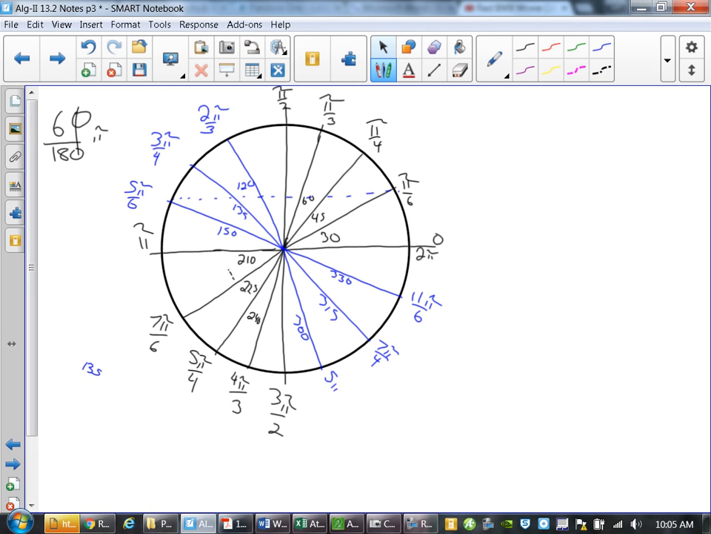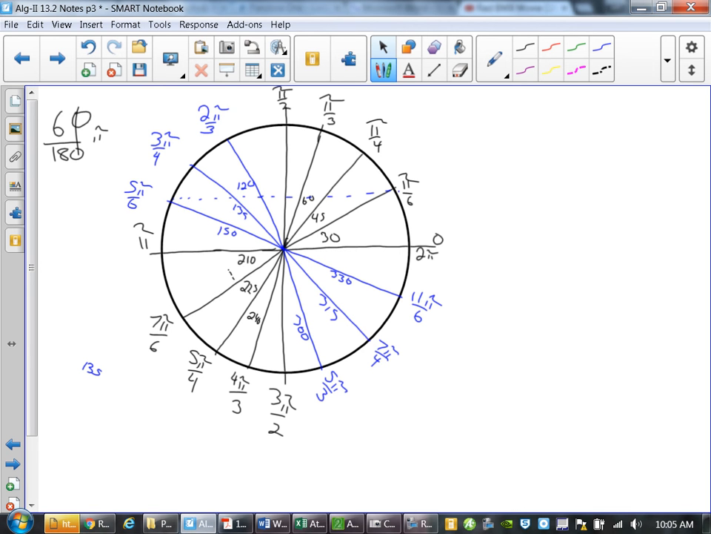Where are you getting the text? How am I getting them? I'm taking this 2/3, I'm adding 1 pi to it. I'm adding 3/3. 2/3 plus 3/3, 5/3. 3/4 plus 4/4, 7/4. 5/6, 6/6, 11/6.